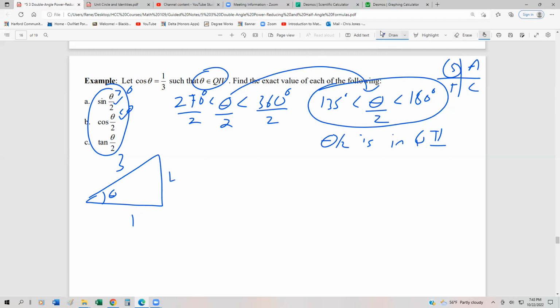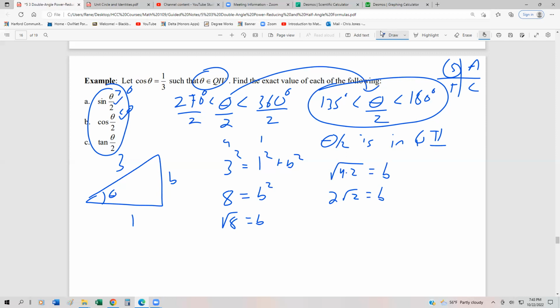And if we were to find this side, which we call b, we would have 3 squared equals 1 squared plus b squared. This is 9, this is 1. So we subtract 1 from each side, we get 8 equals b squared. Square root of 8 equals b. But we know that the square root of 8 can be written as root 4 times 2, or 2 root 2, is equal to b. So right here, that's 2 root 2. That might be helpful when we go to try to figure out the tangent or something of that nature. But for right now, we're just going to go ahead and find the sine and the cosine.